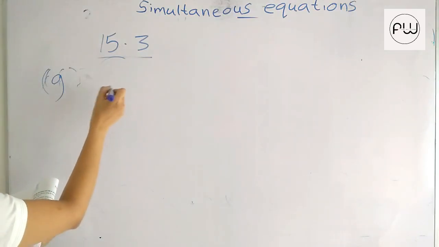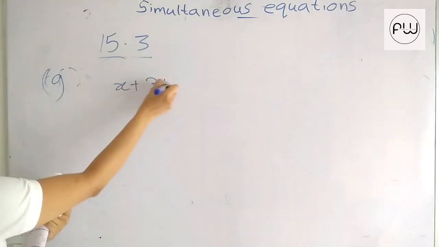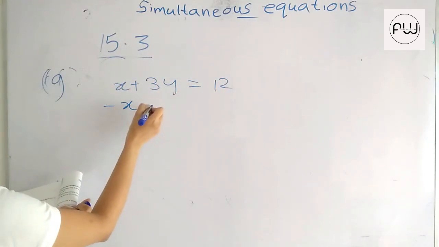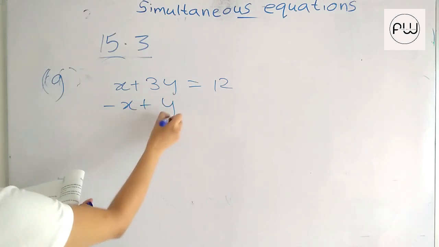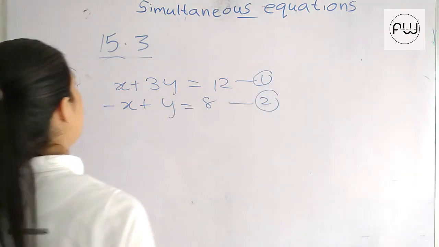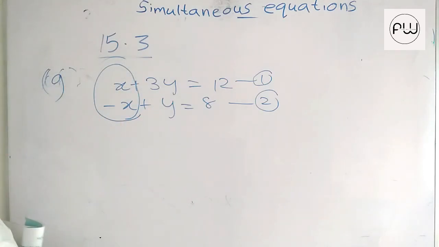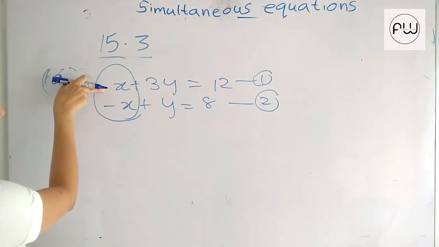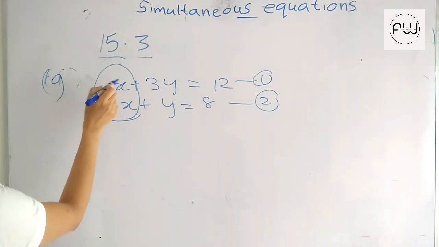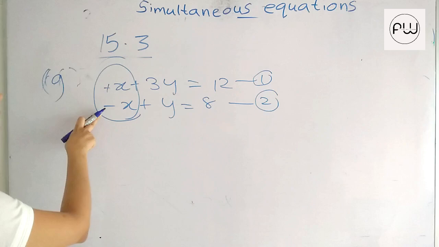That's x plus 3y equals 12 and minus x plus y equals 8. This is the first equation and this is the second equation. Now see here, the coefficients are equal for the x term. Now we have to check their signs. The sign of x in the first equation is plus, right? In the second equation it's minus.